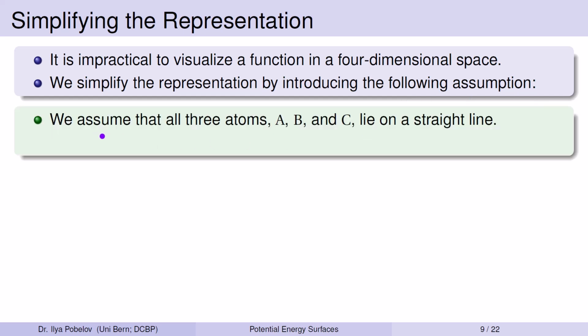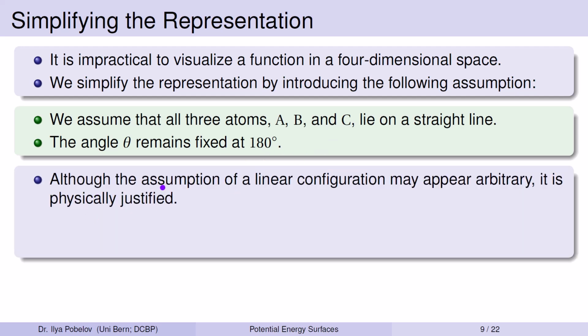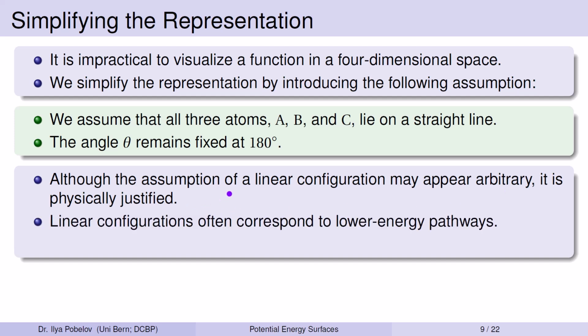We assume that all three atoms A, B, and C lie on a straight line, meaning the angle theta remains fixed at 180 degrees. Although the assumption of a linear configuration may appear arbitrary, it is actually physically justified. In many chemical reactions, linear configurations correspond to lower energy pathways.